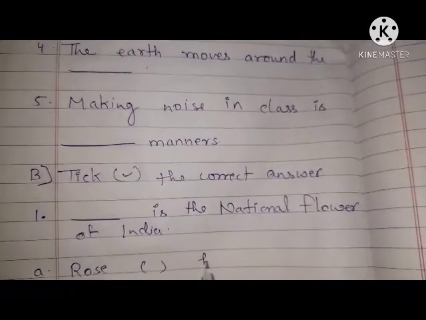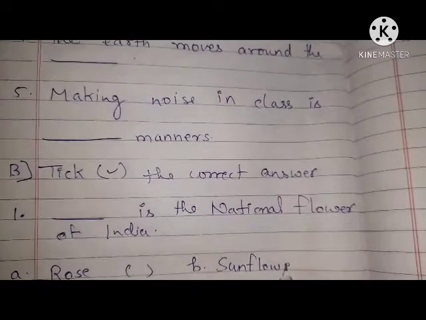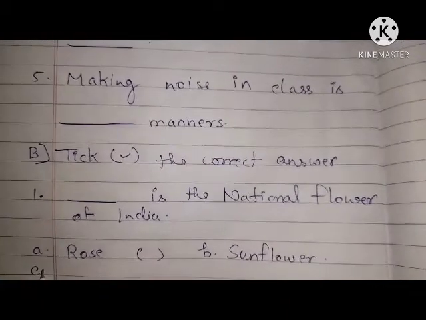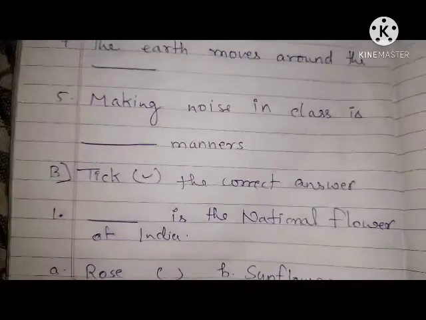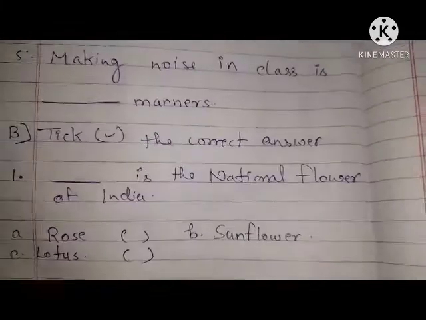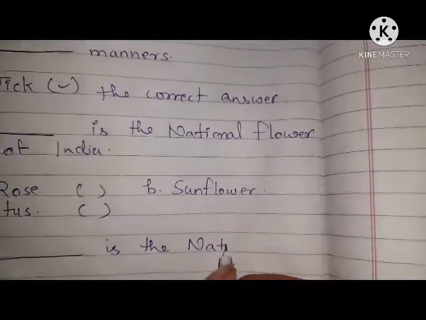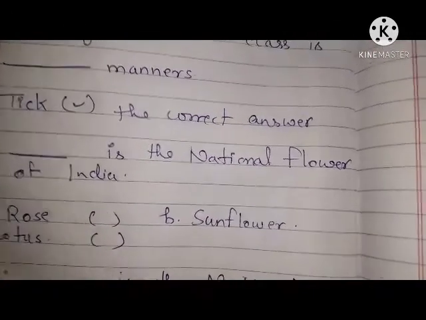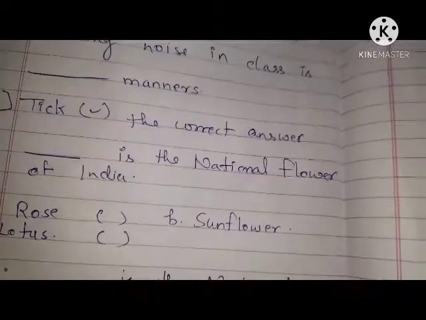Okay, so A is rose, B is sunflower, and the C is lotus. Okay, now number two is dash is the national game of India. So among these three options, which is the national game of our India?